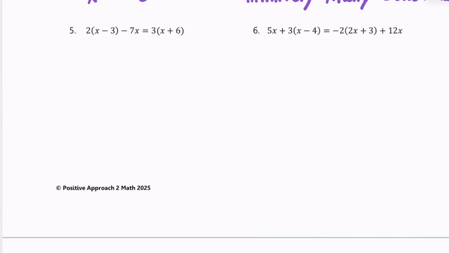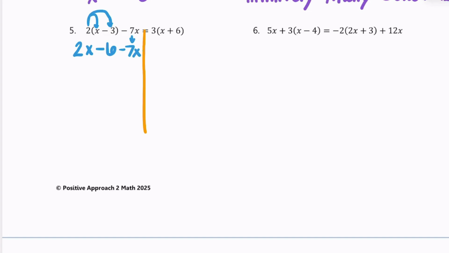Okay, the last two. Number 5. We are going to distribute. On that left-hand side, we have parentheses, so we have 2x and then 2 times -3. So 2 times x is 2x, 2 times -3 is -6, and then we're going to bring down that -7x.